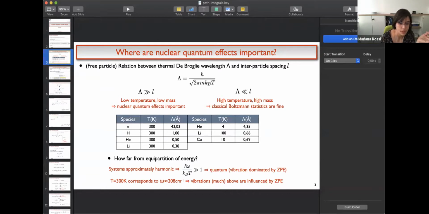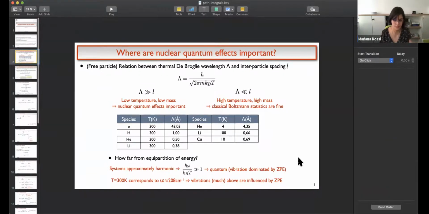So there are two rules of thumb, basically. One is that the lighter your particle is, the more quantum you'll expect it to be. You can see this from something like the thermal de Broglie wavelength that I have written here. This is derived for free particles, right? But it's a rule of thumb that you can think about.